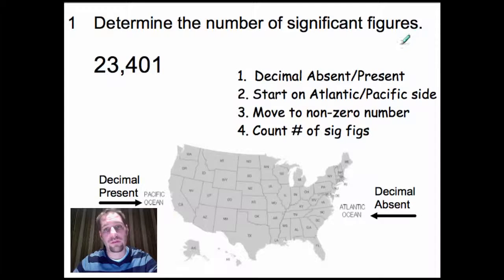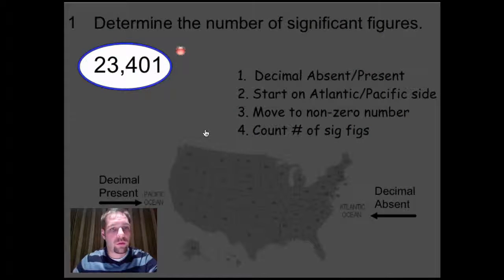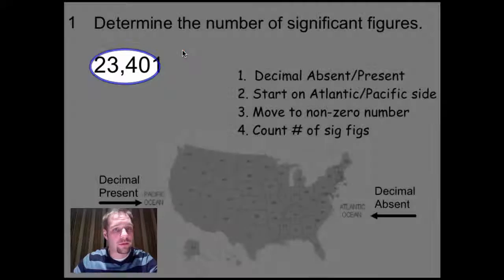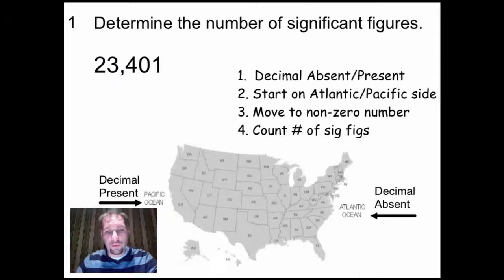So, number 1. All of these will say determine the number of significant figures, and with each problem we'll have an example, and that's exactly what we're taking a look at. This is the one we're looking at right here, 23401. That's the number that we're going to work with in this problem, and it will be like that for all the problems we're looking at. Our job is to determine the number of significant figures we have in this example.